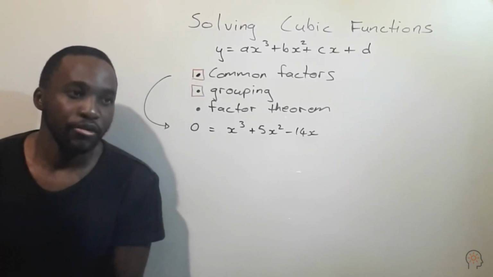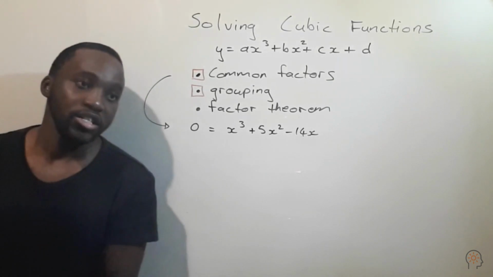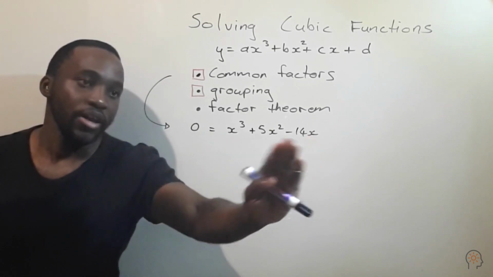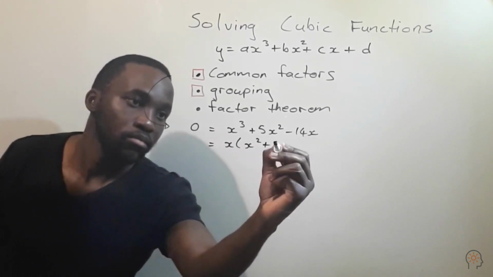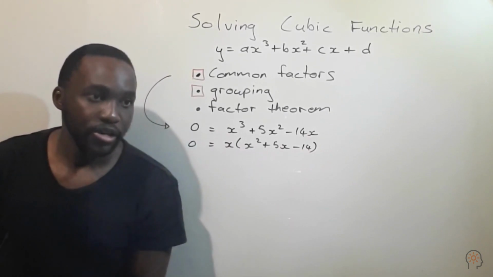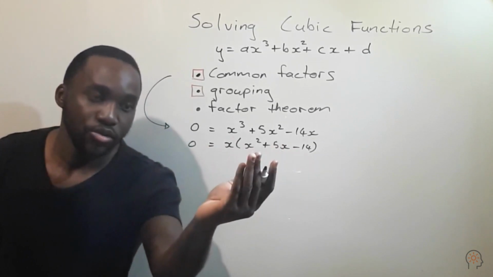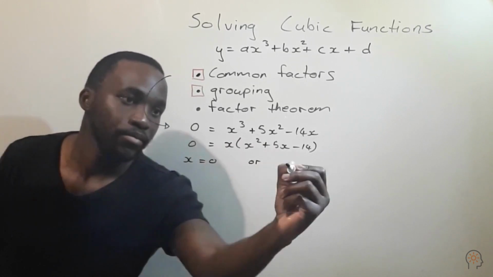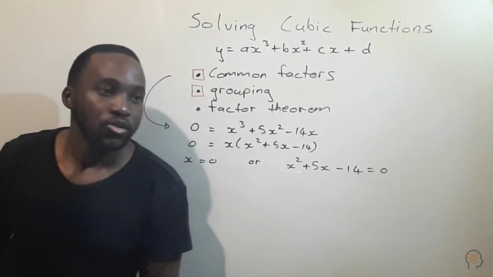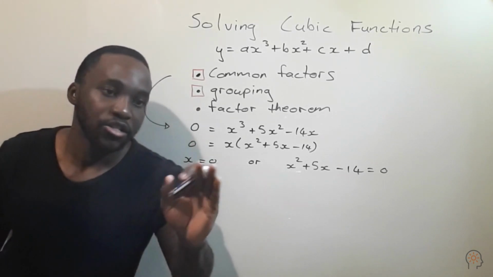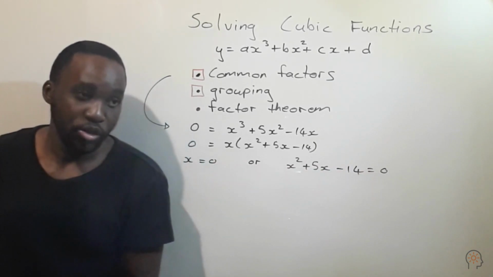For our first example, we're going to use common factors to solve for x. Here we can clearly see that each term has at least an x in it, so we can take that out as a common factor. And then this is what we have. This has given us a scenario where we can split up our equation. If we split it up, we'll have x equal to 0, or x squared plus 5x minus 14 equal to 0.